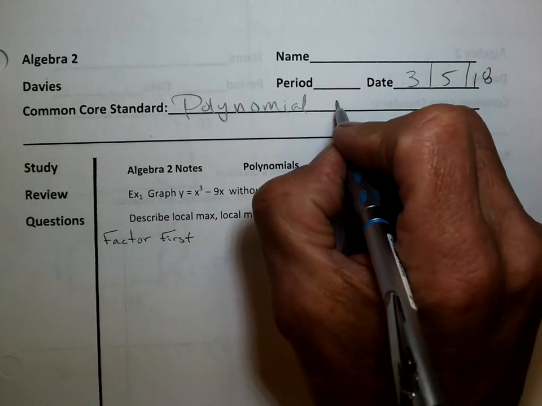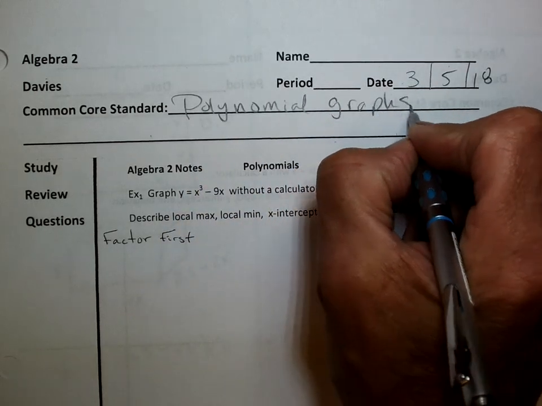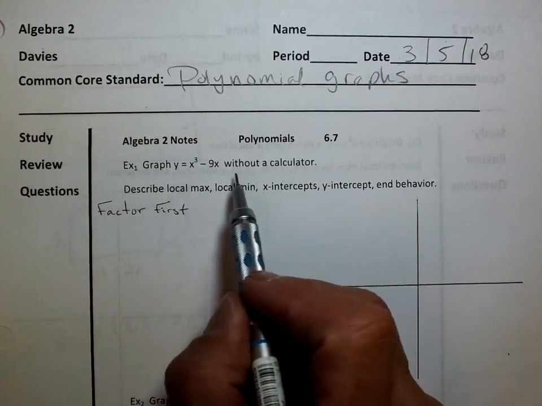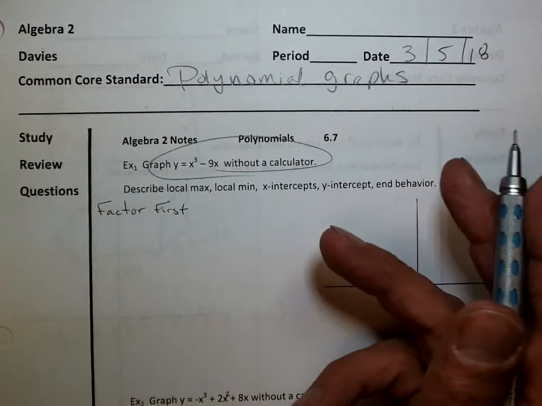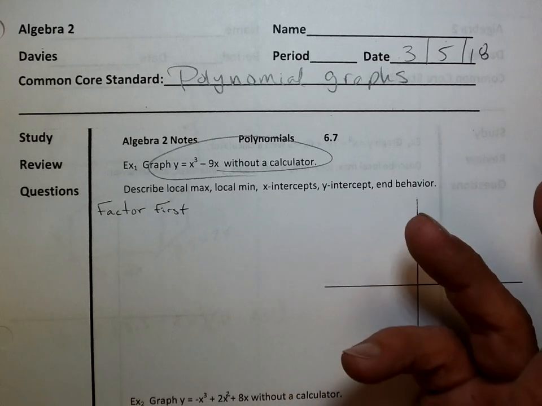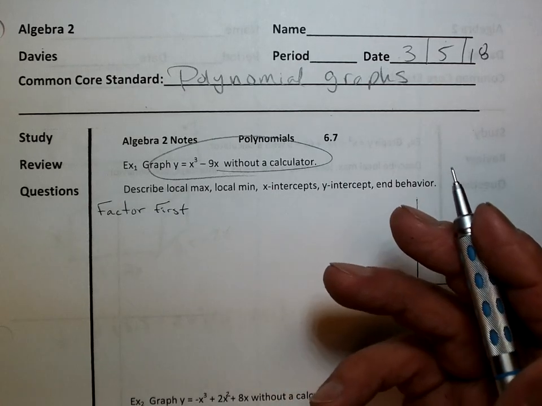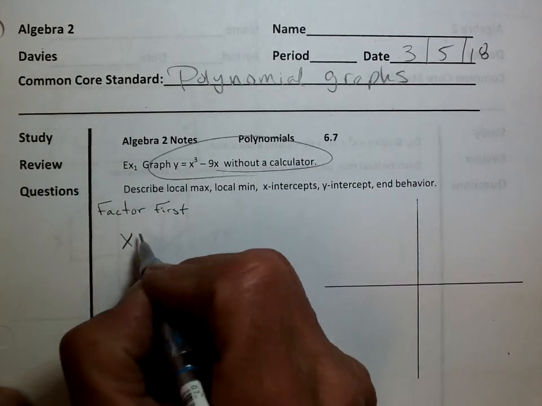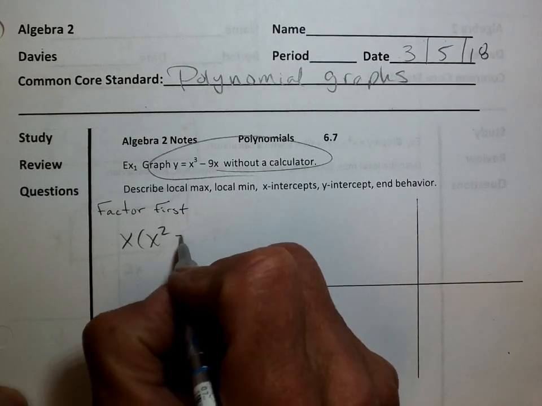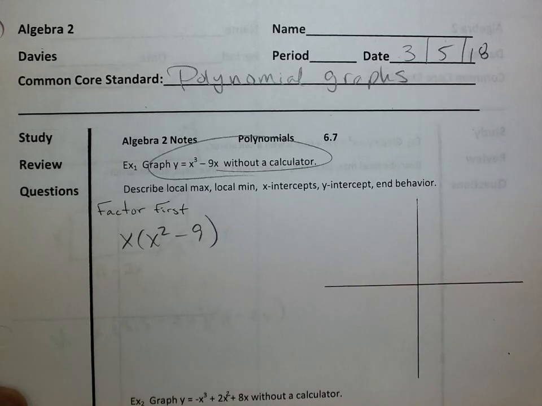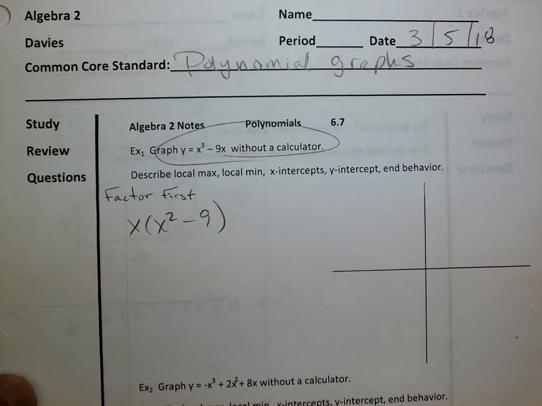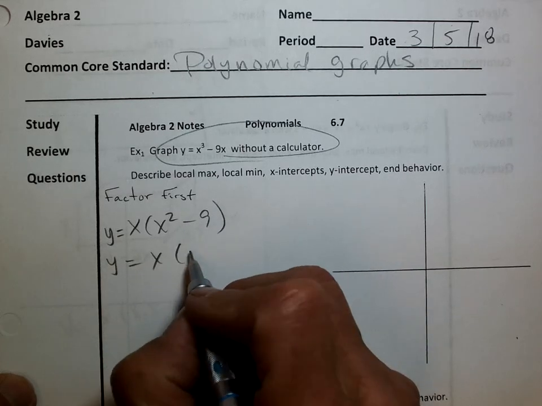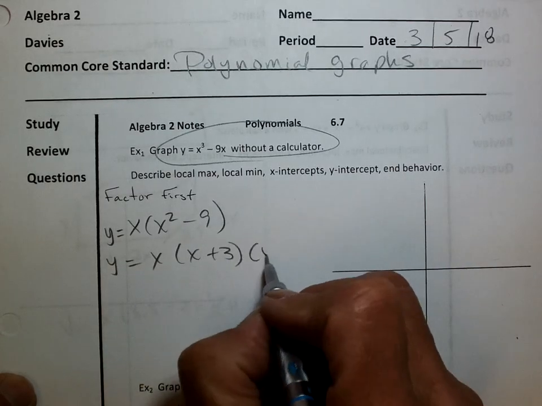Common Core Standard is polynomial graphs. Alright? So, what we're going to do is, first of all, if we're going to graph this without a calculator, we can do this. We can graph it without a calculator, and I want us to learn how to do it without a calculator. And we'll look at it on the calculator afterwards. But first of all, if we factor it, we get an x times an x squared minus 9, right? And if we factor it again, I get an x plus 3, x minus 3, okay?